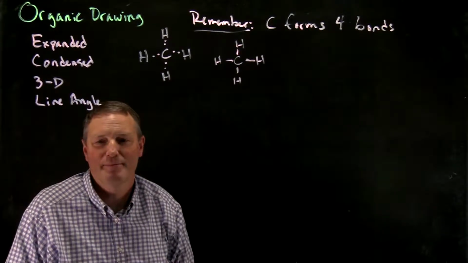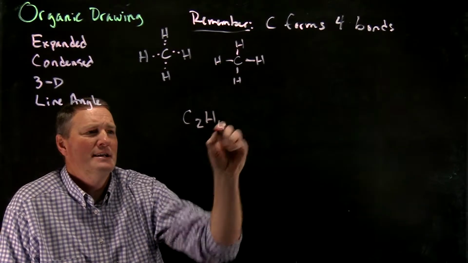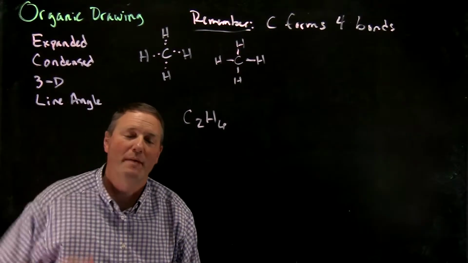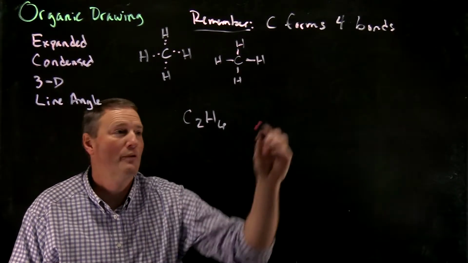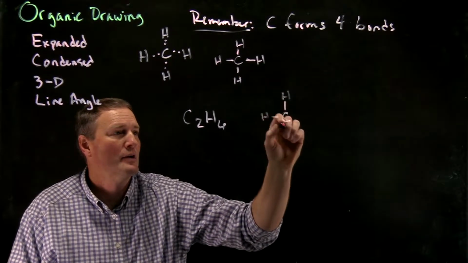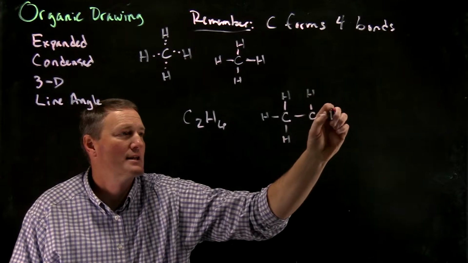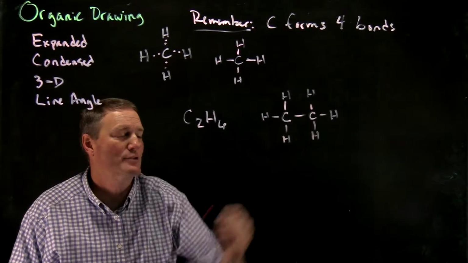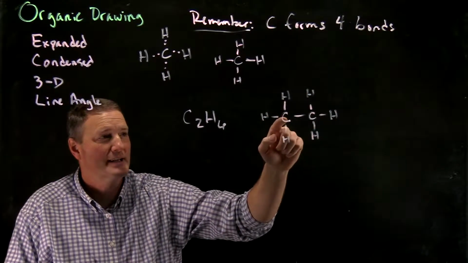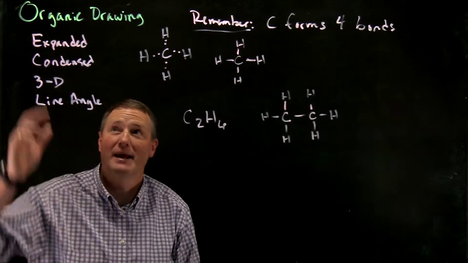So let's look at a couple simple examples. Let's look at C2H6. Okay, so how would we draw this? Again, I'm going to go through the four different methods to do this. So the expanded form would look like this, where I have my two carbons, and then surrounding those two carbons are going to be the associated hydrogens. So notice that each carbon has four individual bonds. So that would be the so-called expanded form.